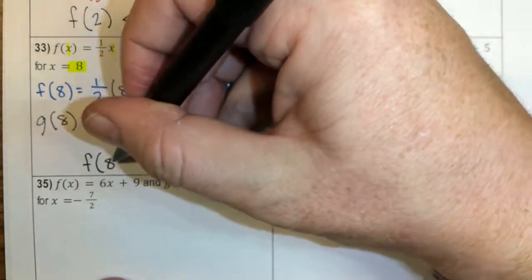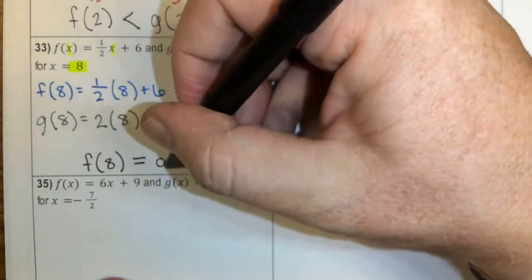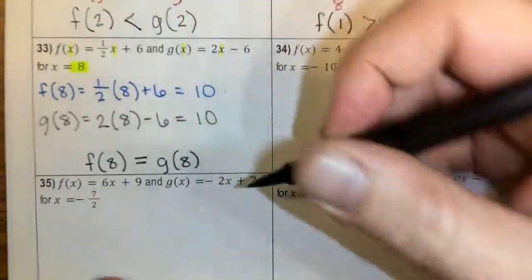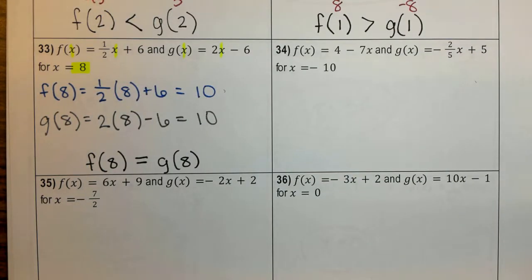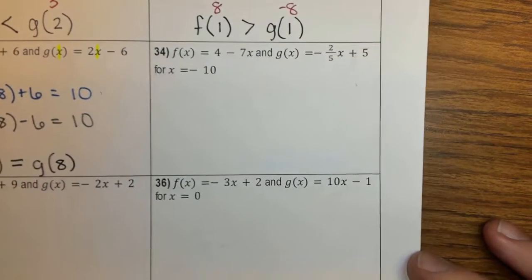I just go f of 8 equals g of 8. Okay, so yeah, the equals are probably the easier ones just because it's very obvious to see that they are equal. And moving on.